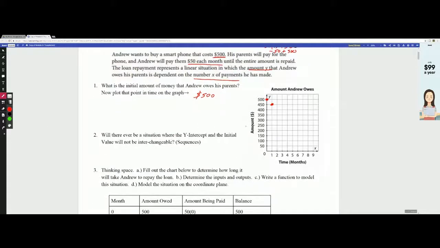So will there ever be a situation where the y-intercept and initial value are not interchangeable, meaning that they're not always going to be the same thing? Yes. In this situation, your y-intercept is 0, 500. Now, are there times where, for example, Andrew isn't going to have 0, 500? It's possible. What if his parents said, "Oh, Andrew, you're going to start owing us 500 the next month." Okay, so technically, his first month, when n equals 1 month, his f of n is still going to be 500.